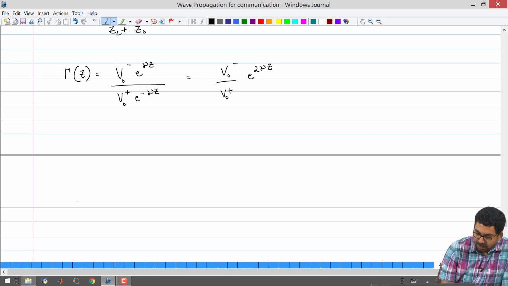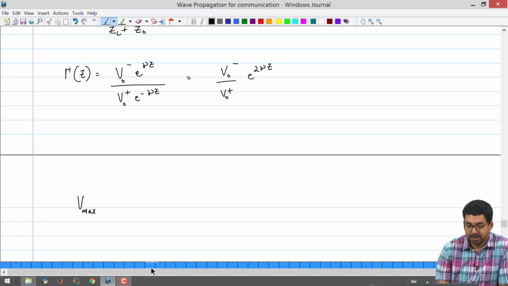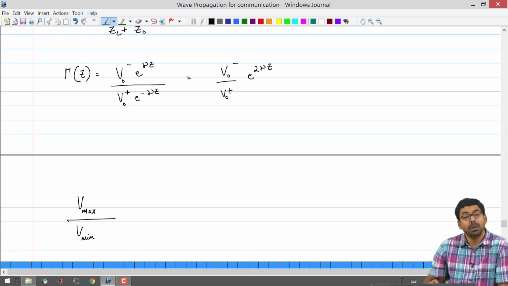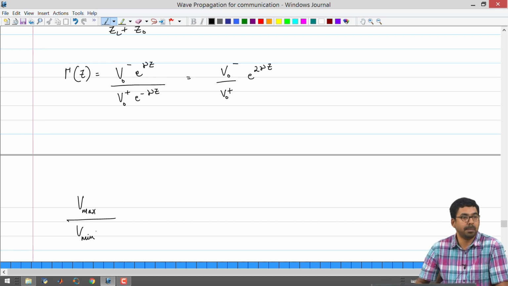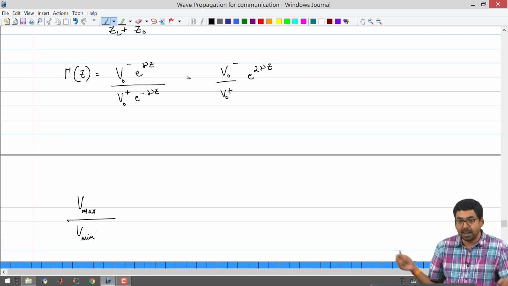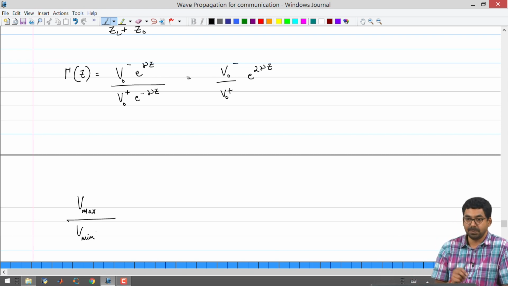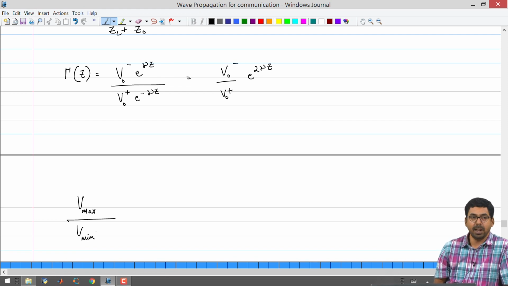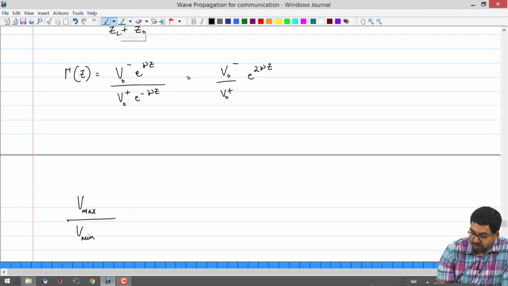Nevertheless, you will end up having a maximum voltage in your transmission line, and you will also have some minimum voltage that could be non-zero. It need not be 0. 0 happens only because the forward and the backward voltage are exactly equal and they cancel each other at specific points. But we know that the reflection coefficient need not be plus or minus 1, so the backward voltage need not be equal to the forward voltage. You can end up with some residual voltage. So, V max divided by V min in these cases is known as the voltage standing wave ratio.